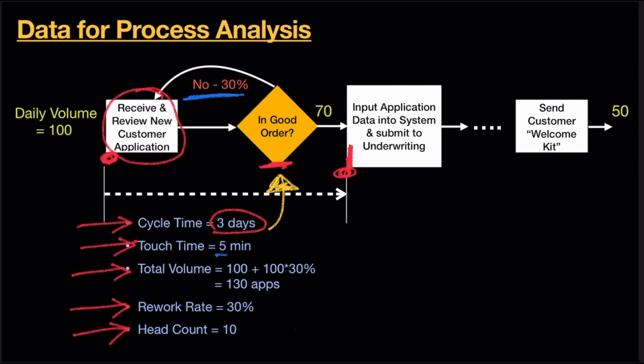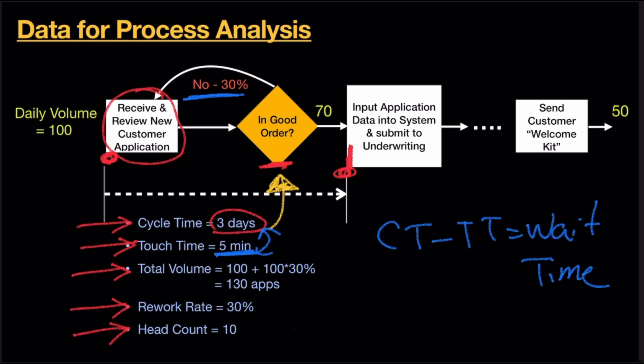Now, notice that the touch time is 5 minutes. Touch time essentially is the amount of time that you're physically doing the work, physically opening up the file, reviewing the application, looking to see what's there and what's not there. That takes an individual 5 minutes. The difference between cycle time and touch time is the wait time. And the wait time is what kills the response time or the speed of a process. So the more you have to wait for things to get done, the slower that process is going to perform.